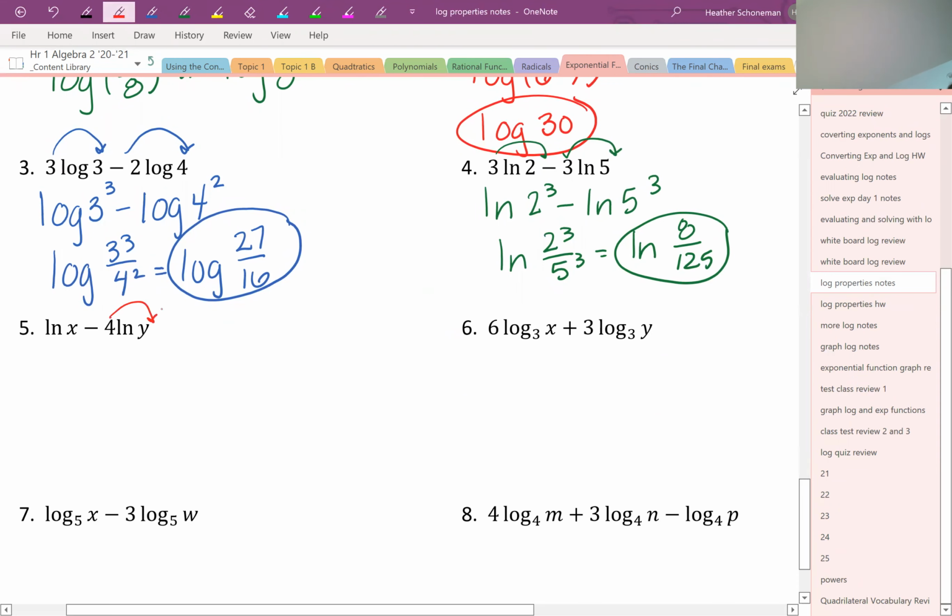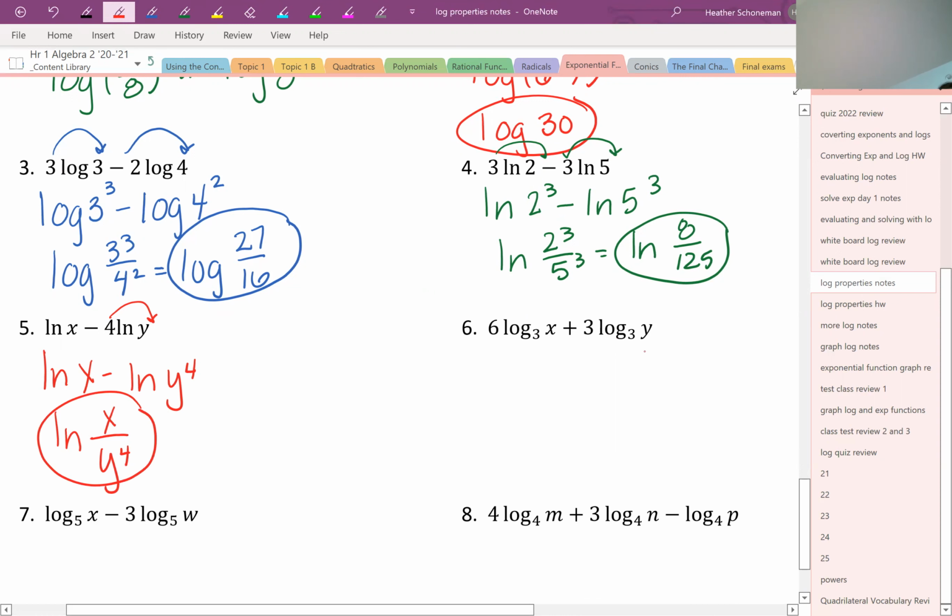All right, number 5, again, same thing. Got to move the exponent first. So I have the natural log of x minus the natural log of y to the 4th. Because it's subtraction, I got to rewrite division. Whatever is first goes on top. So I have the natural log of x over y to the 4th.